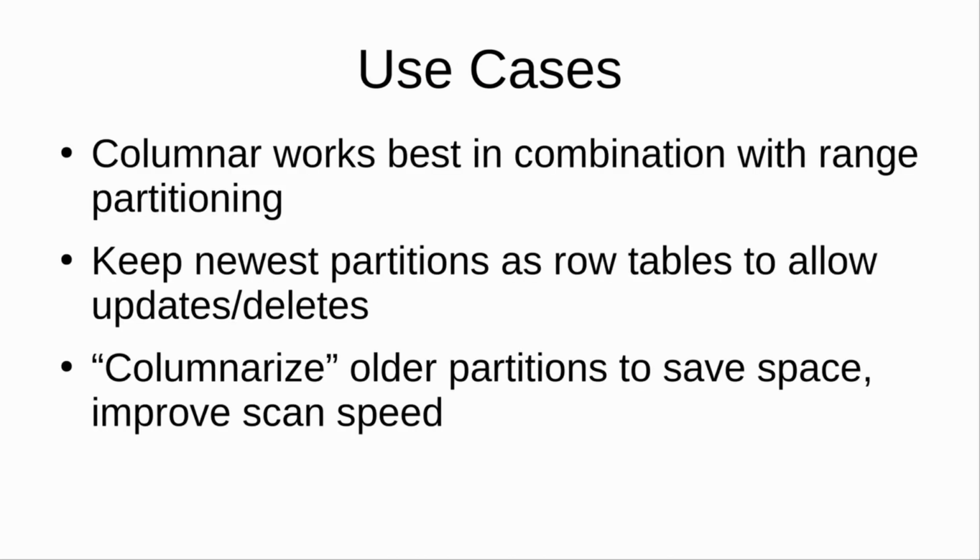Now let's look at a more interesting use case. Columnar works best in combination with range partitioning, especially time-based range partitioning. The idea is to keep the newest partitions as row tables so you can update and delete those newer partitions. But older partitions, you columnarize, you turn them into columnar tables in order to improve the scan speed and also reduce the storage requirements. Let's see this.